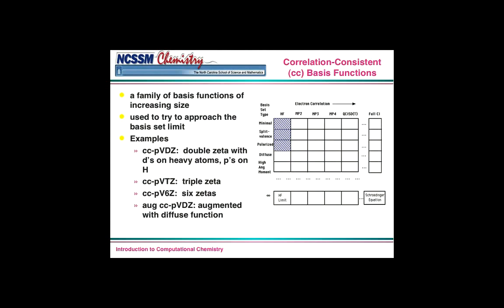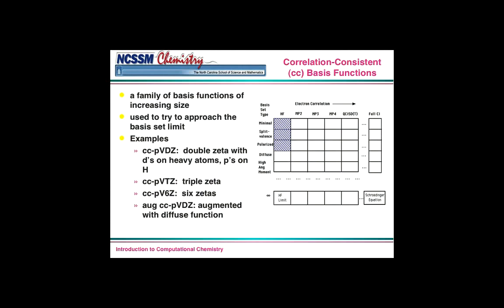So for example, a cc-pVDZ is a double zeta basis set with d's on the heavy atoms. Remember carbon is 1s2, 2s2, 2p2, but we'll put d orbitals on carbons, which are heavy atoms. Anything more than hydrogen is a heavy atom, and we'll put p's on the hydrogens. The VDZ there means valence double zeta. Okay, we might use a cc-pVTZ where TZ is triple zeta, 6Z is 6 zetas.